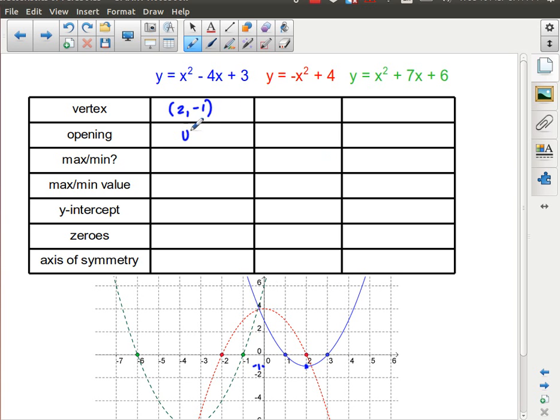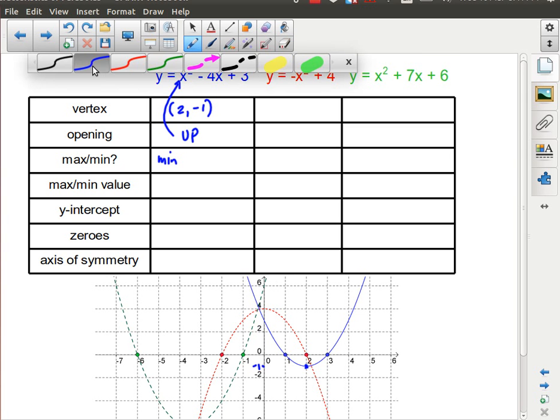The direction of opening is up, and I want you to notice that the direction of opening ties into the coefficient in front of the x squared. It's a positive coefficient in front of the x squared. It's +1, and that gives me a direction of opening up. Once I know the direction of opening, I know this is going to be a minimum, so a minimum of, the minimum value of this is -1, which is the same as the y coordinate of the vertex.